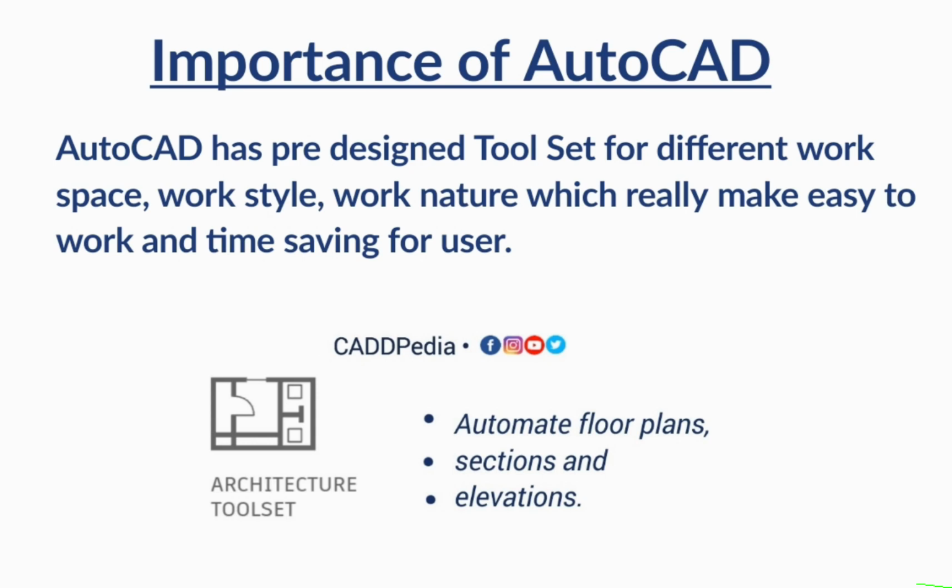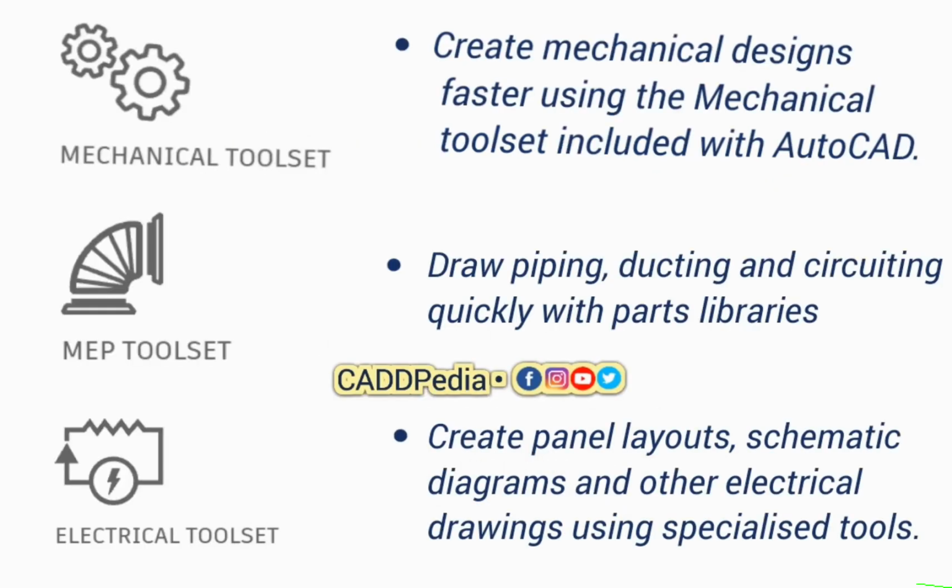Now we have the architecture toolset. In this architecture toolset, we can automate floor plans, sections and elevations of structures, which is good for beginners as well as experts. Next, mechanical toolset. This toolset is useful for creating mechanical designs faster and is less time consuming.